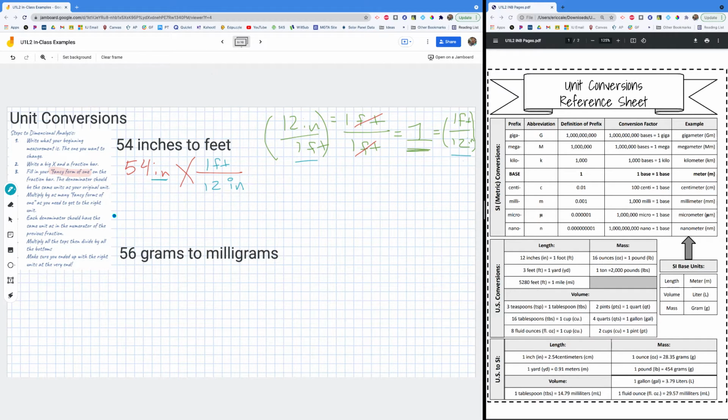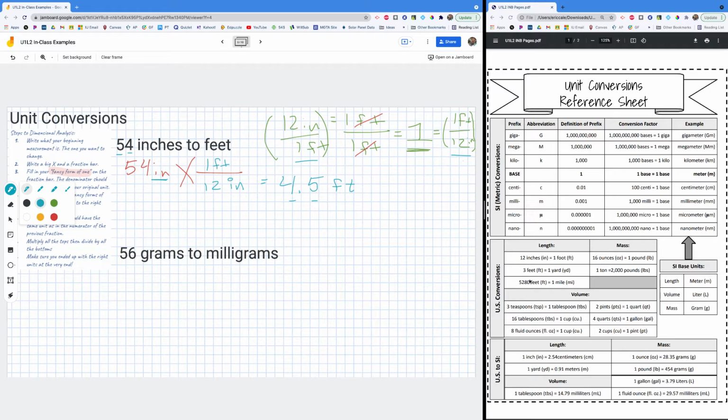Now if you punch that in the calculator, you do 54 times 1 divided by 12. You can skip the 1 even, because 1s don't change the number. 54 divided by 12 gives us 4.5 feet. It just so happens 54 is 2 sig figs, and so is 4.5, so we don't even have to do any rounding for this one.